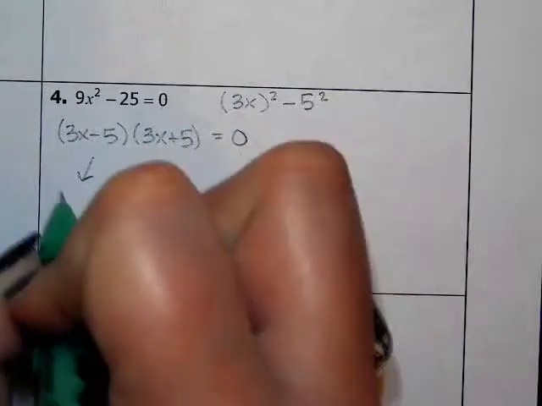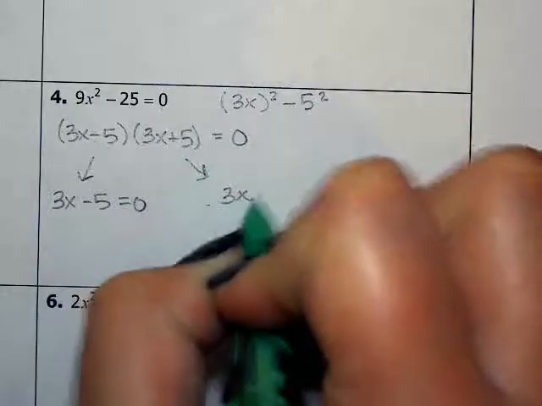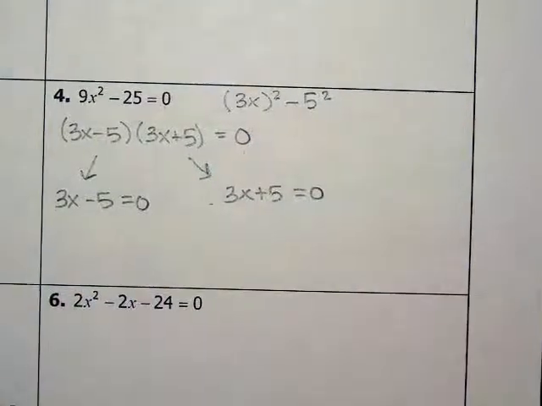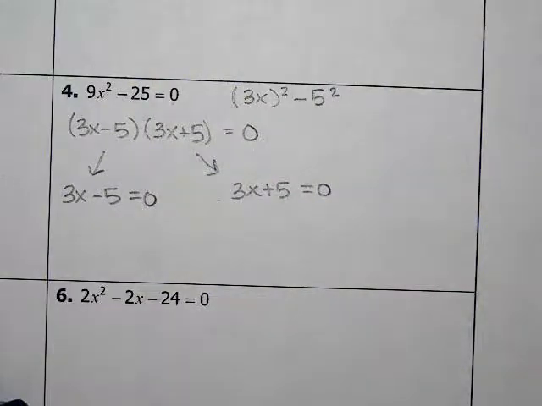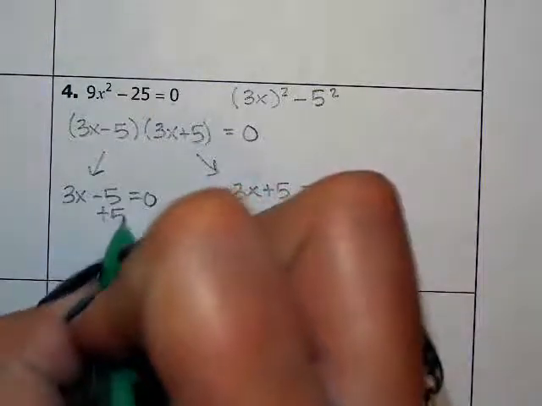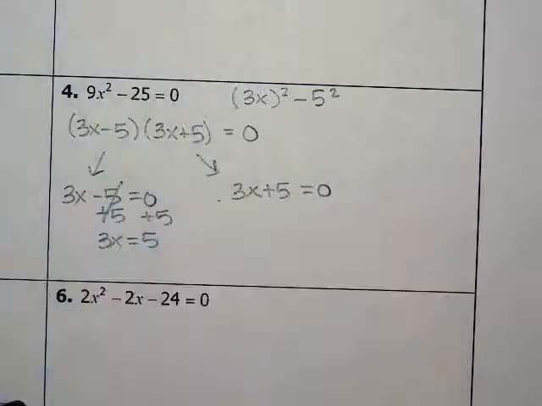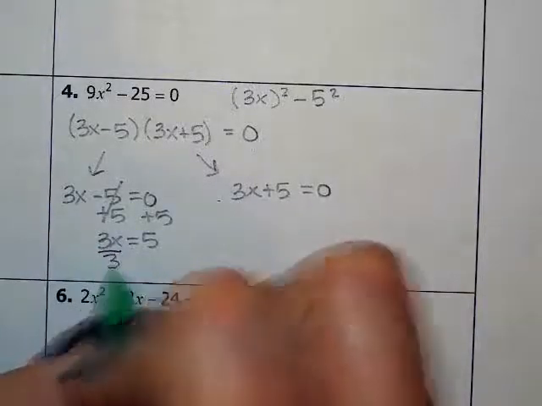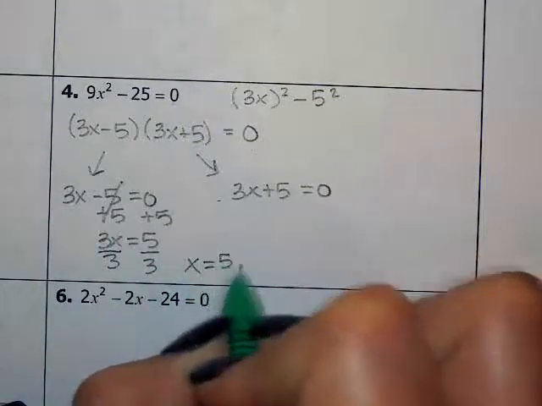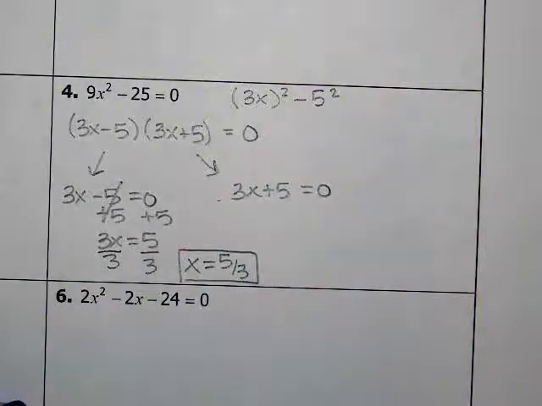So we're going to do 3x minus 5 equals 0, and 3x plus 5 equals 0. And what do we do to solve for x for this one? Okay, so add 5, and that gives us 3x equals 5. And then divide by 3. So x equals 5/3. Ew, fractions! But no squiggly brackets, so we made a nice compromise. We got a fraction, but no squiggly brackets.